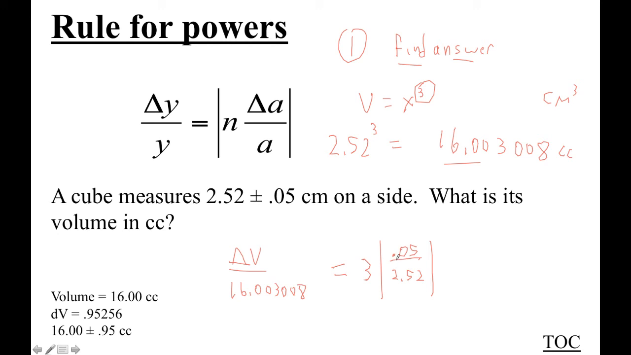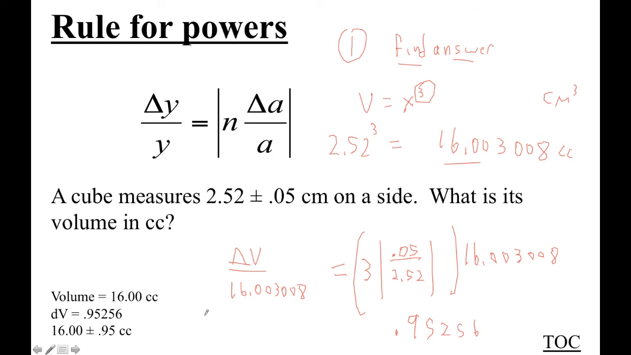And then I'm going to multiply that. Of course, what we do is we multiply this by 16.003008, so times the answer that I have on my calculator. And I get that this uncertainty is 0.95256. So now we've got this moral dilemma, right?